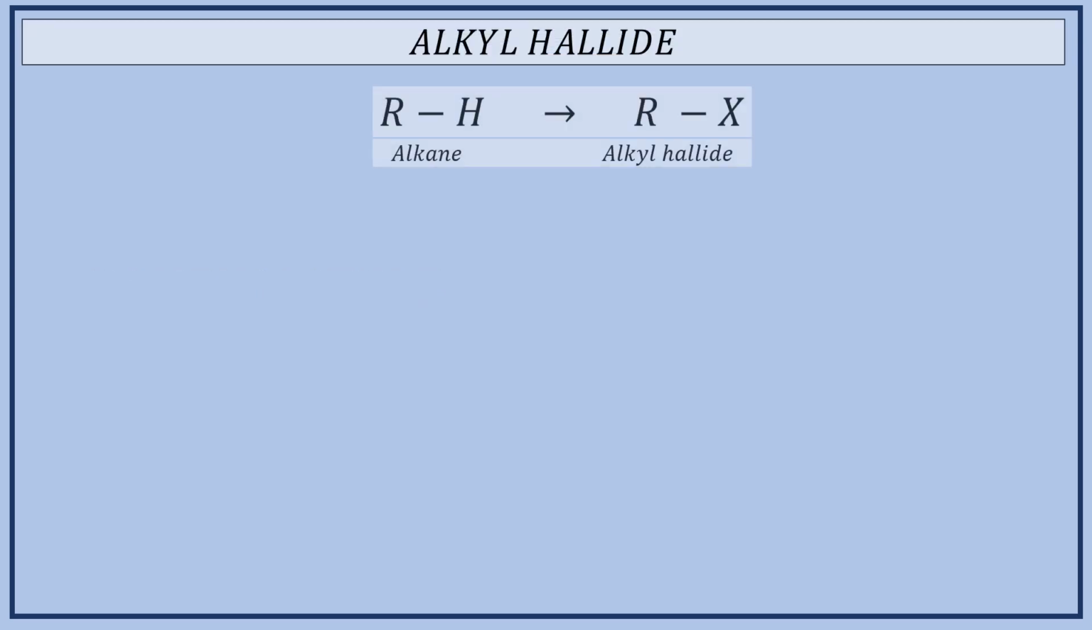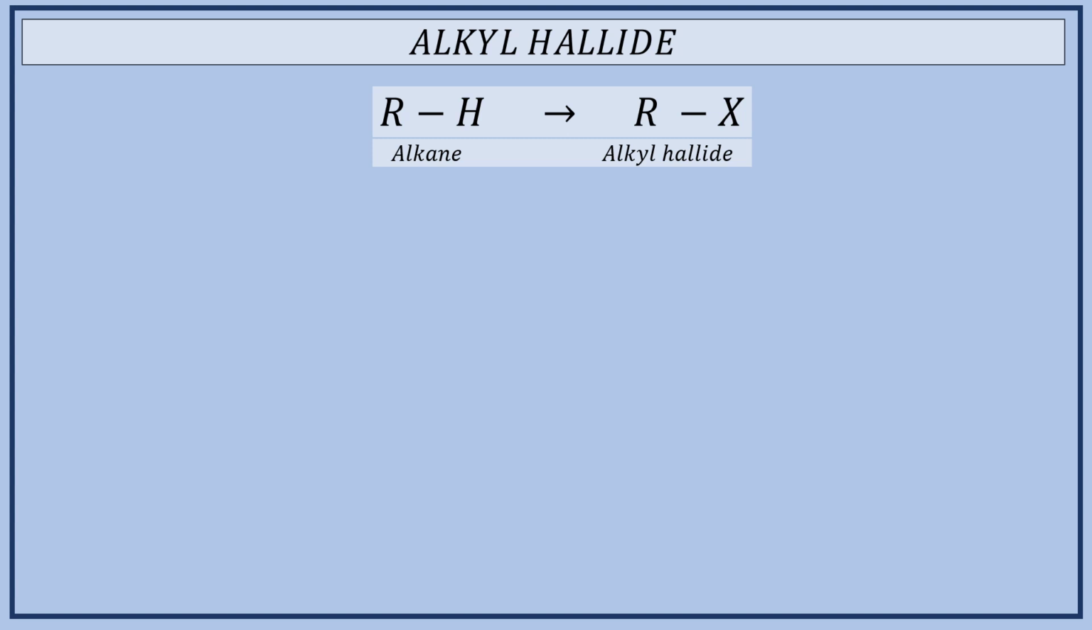We get the compound alkyl halide when we replace one of the hydrogen atoms from an alkane molecule by a halogen such as chlorine, fluorine, bromine or iodine. It is generally represented as RX.